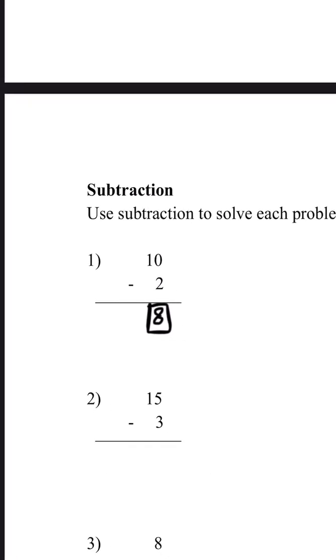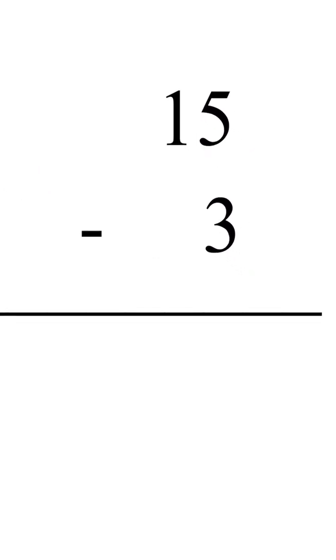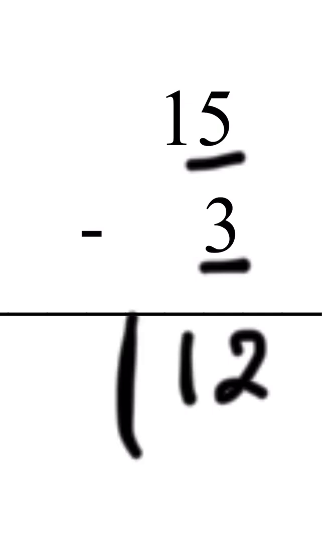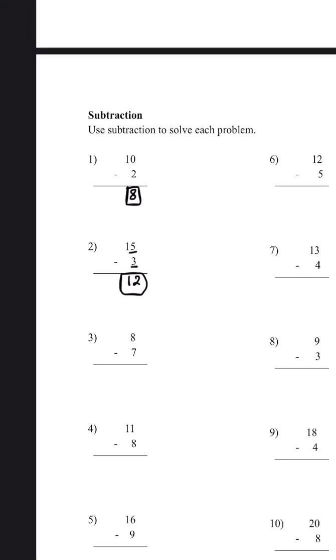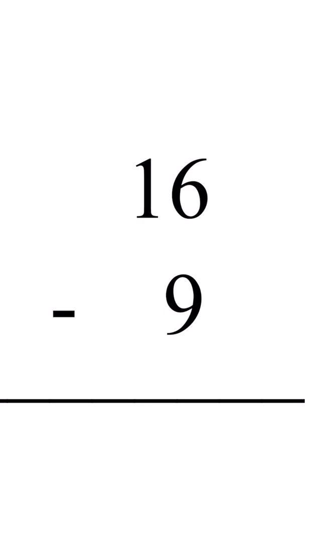Let's look at number 2. For number 2, we need to subtract 3 from 15. So we need to first look at the numbers that are on the ones place. And 5 minus 3 is 2, and 1 minus 0 is 1. So 12 is the answer for number 2. Let's look at number 5. We need to subtract 9 from 16, which is 7.